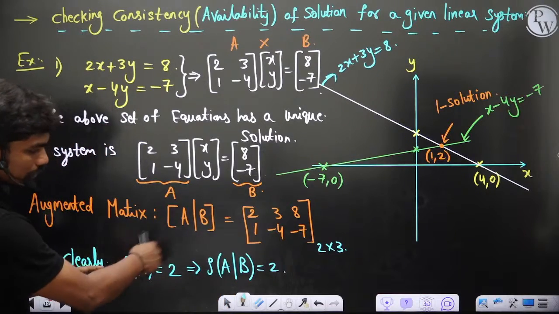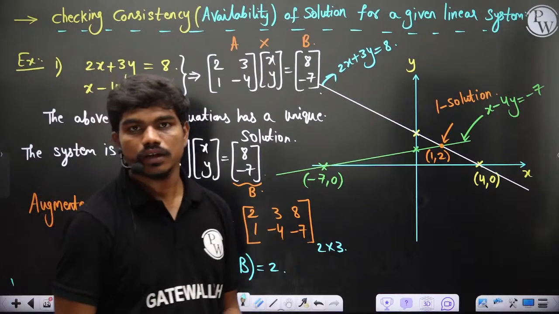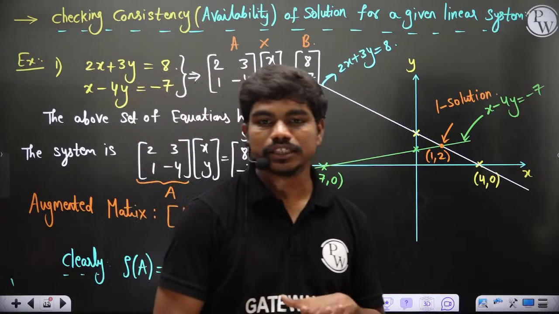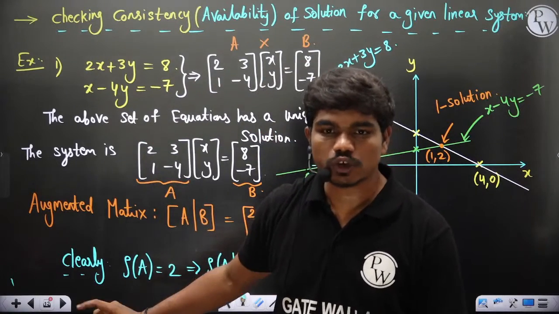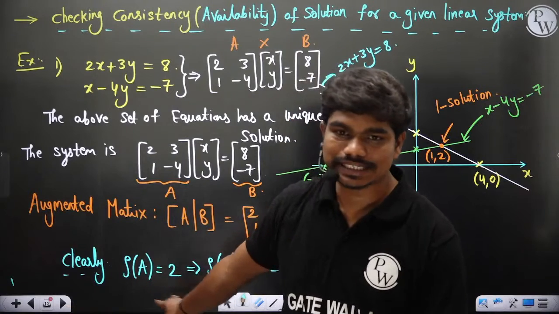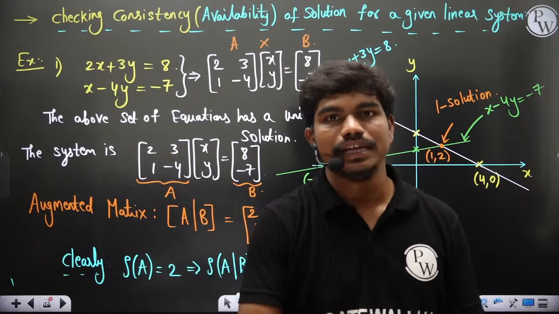Which means these two are actually the same. Yes? So please type in the chat box, is this clear? In this case, when the system has got a unique solution, these two are actually the same. Rank of A and rank of A augmented B is the same.